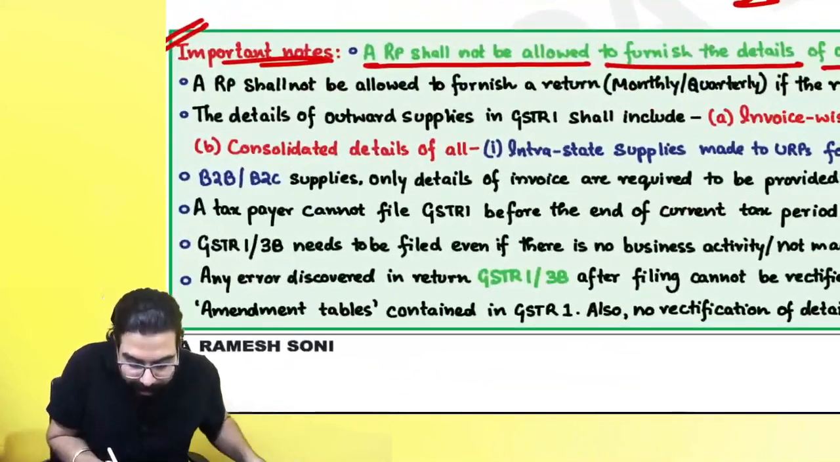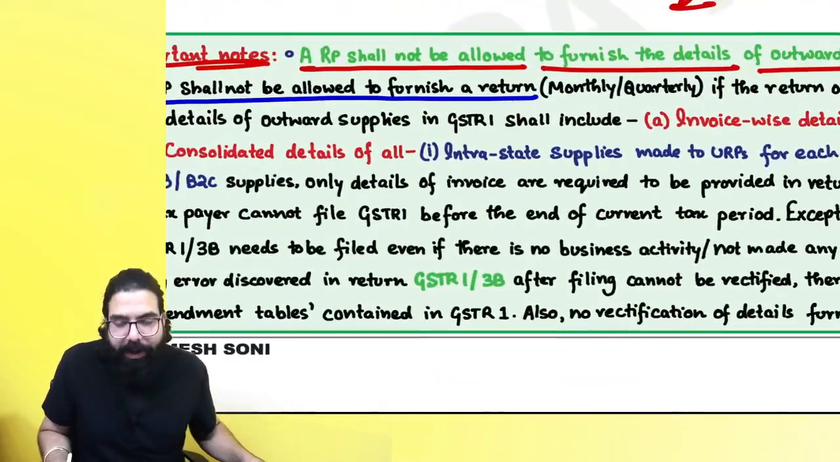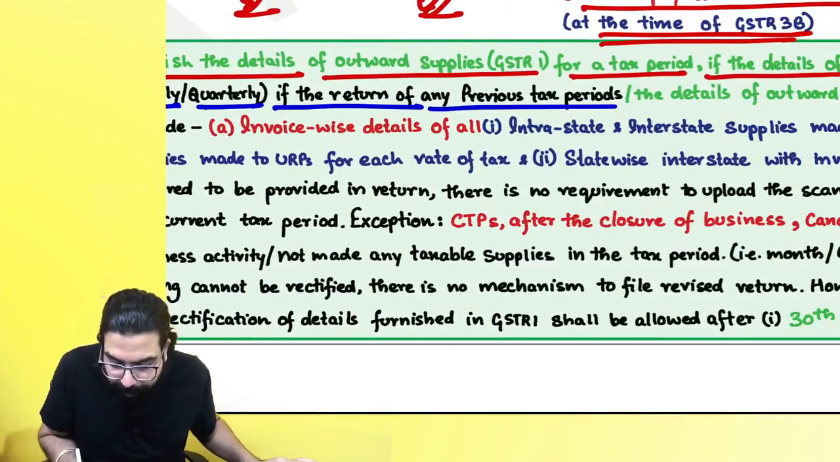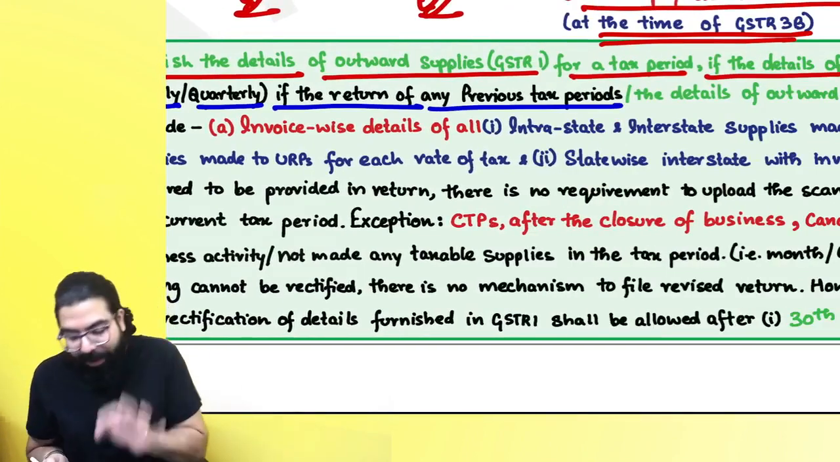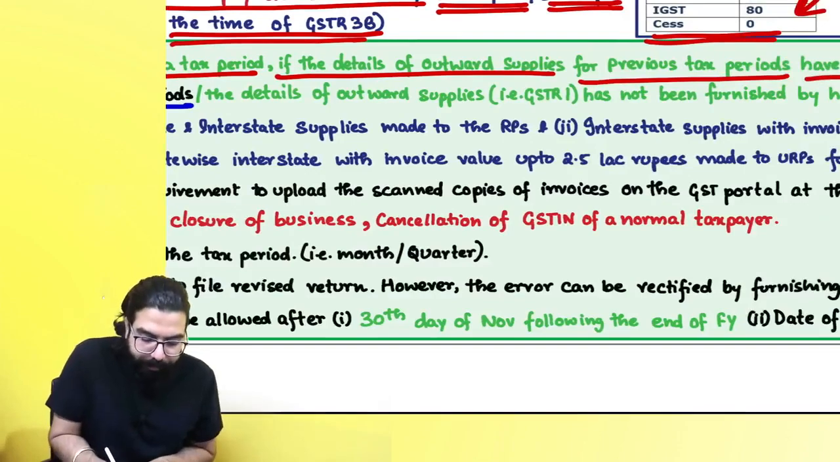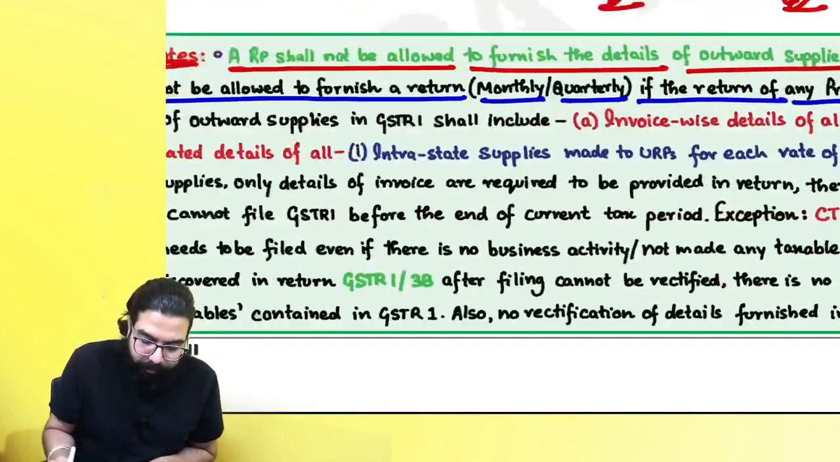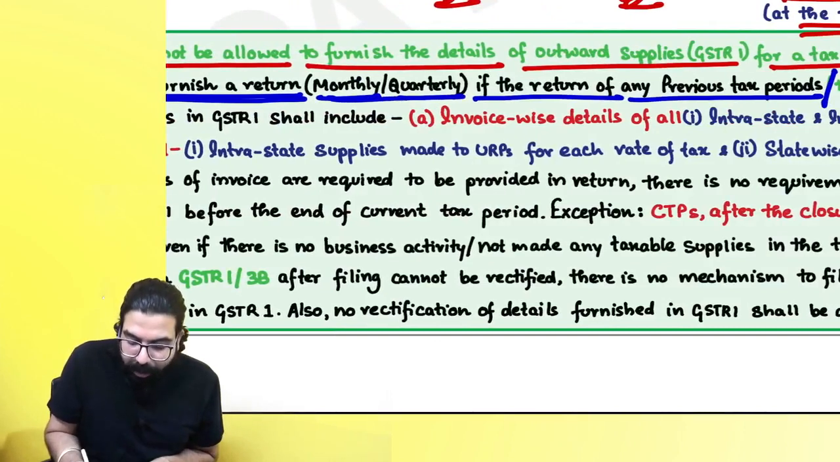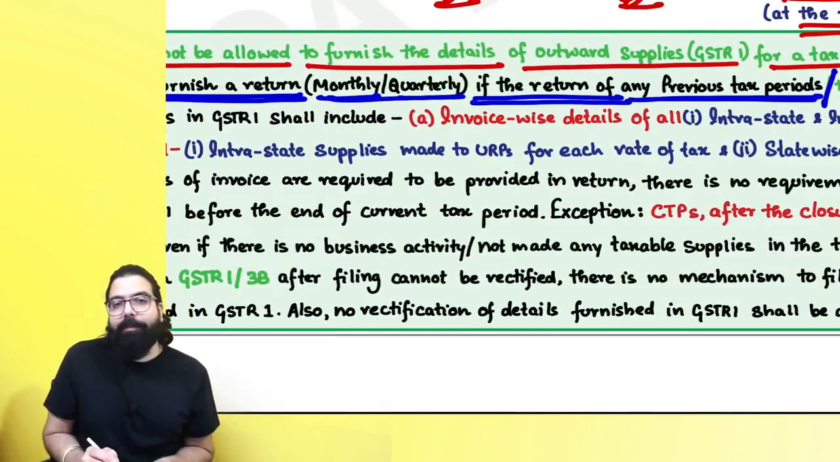Then it says a registered person shall not be allowed to furnish a return, monthly or quarterly, if the return of any previous tax period is not filed.